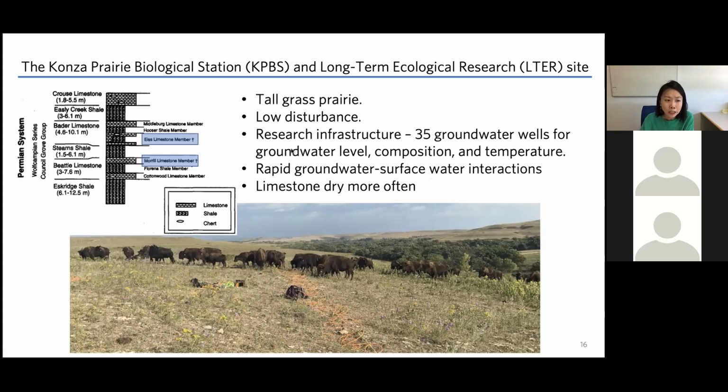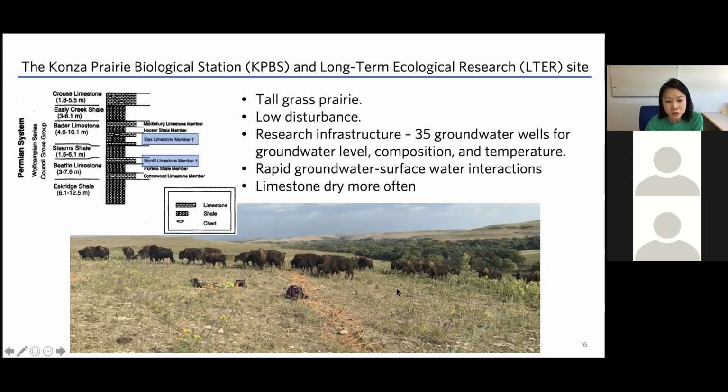And also in this region, we found out the limestone dries more often than the shale layer. So we focus on these two limestone members. One is called the Ice limestone, which is on the top, and the lower limestone is called the Morrill limestone. And you can see from this stratigraphic information, the limestone and also the shale layer are very, very thin. So it's a very thin limestone, shale, limestone interbedded system.